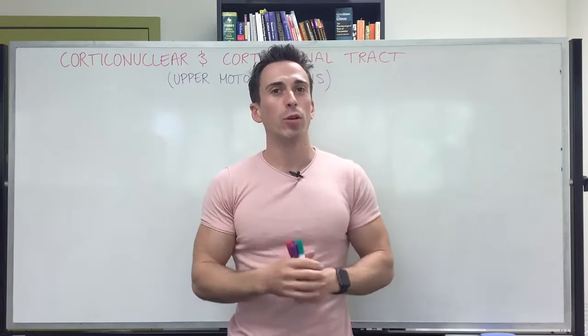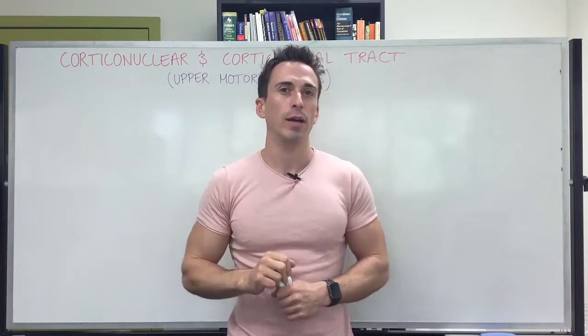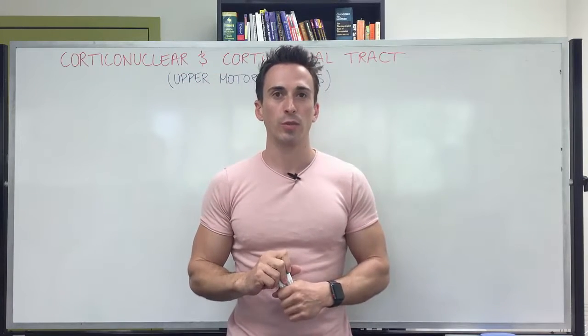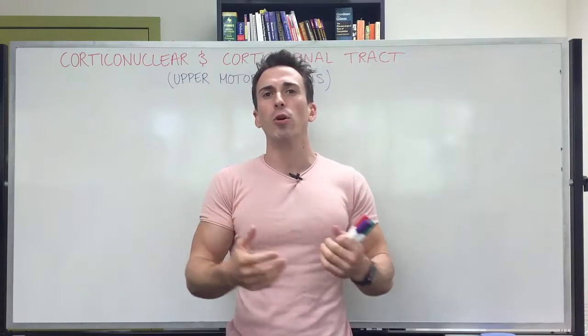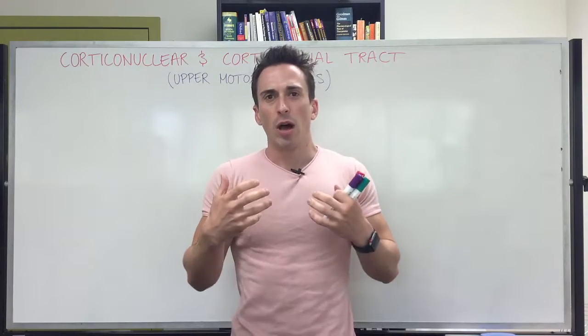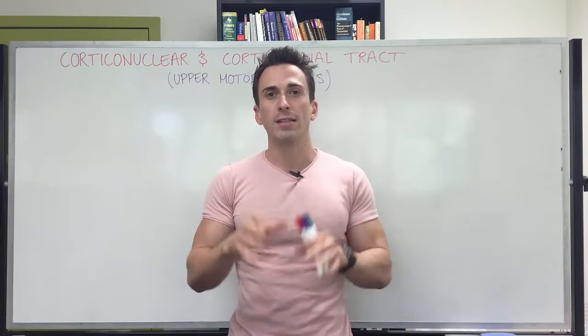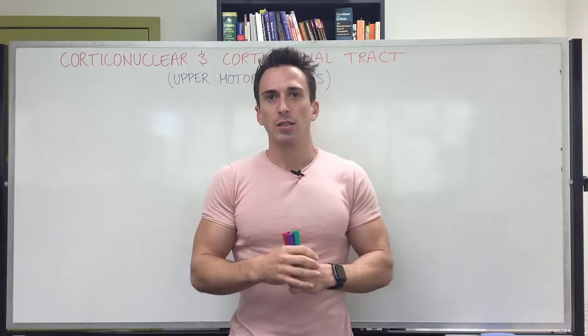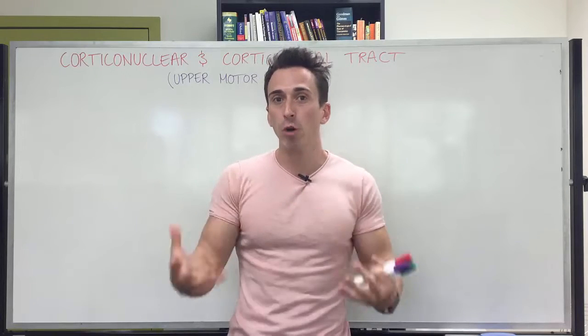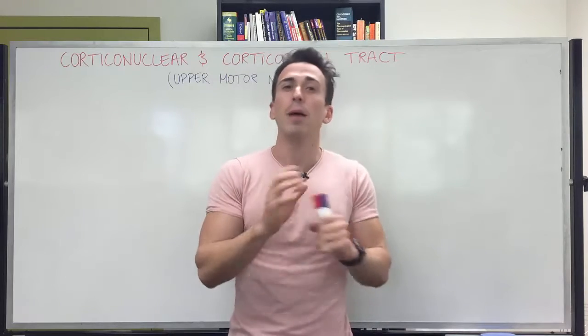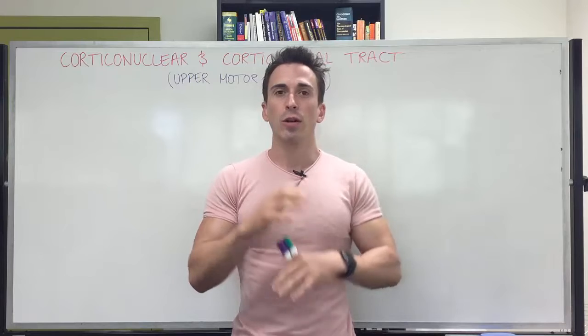But what we want to talk about today are the descending pathways coming from the cerebral cortex, which means conscious motor movement. If we're talking about conscious motor movement, we're talking about the ability to move our skeletal muscles. That means the ability to talk, the ability to move, the ability to pick up particular objects. So we're going to do a couple of things.